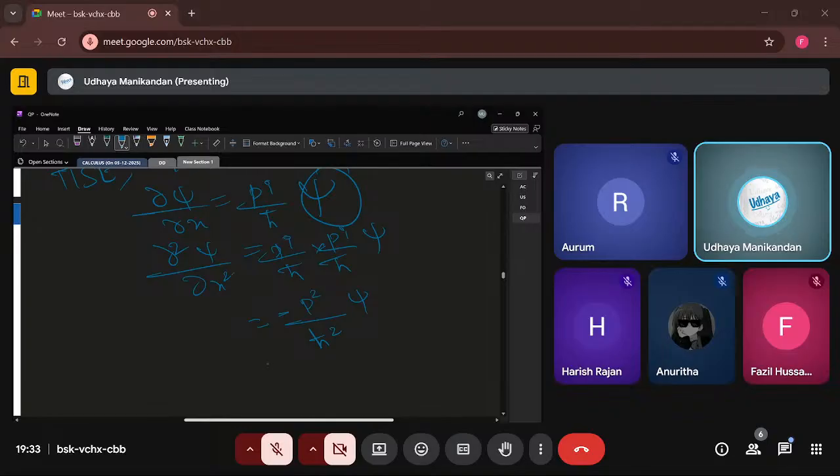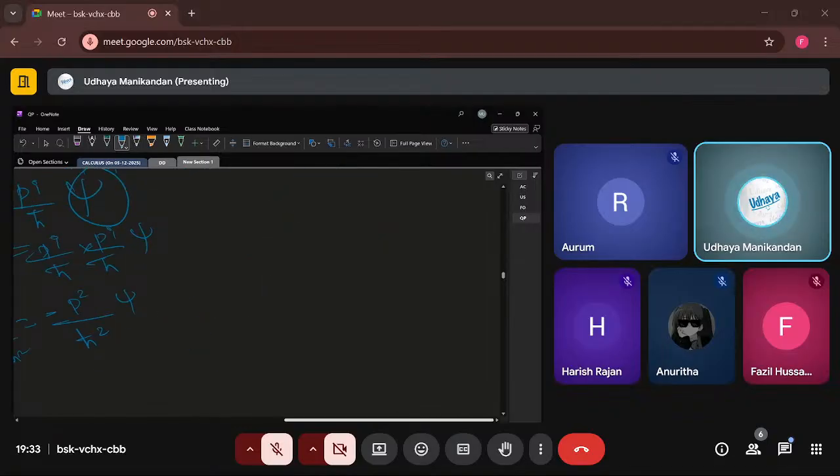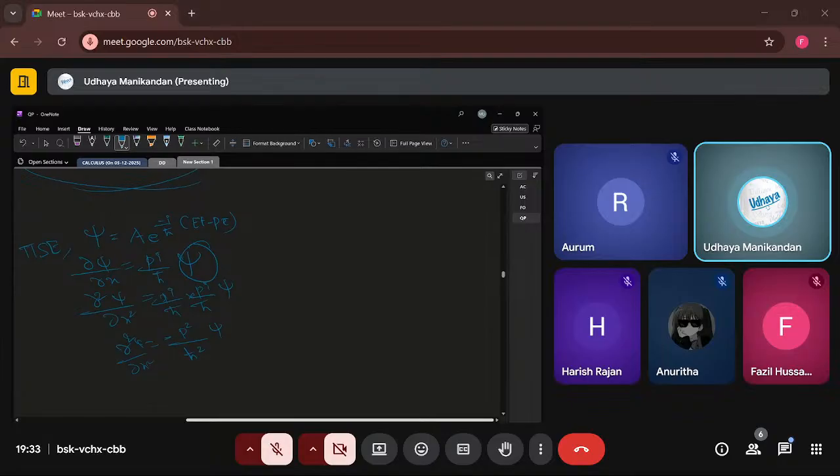So this is what we have: ∂²ψ/∂x². Again, this does not give me all the information I need. I want all the information. So what am I doing? p² is 2mK, that's what we derived, where K is kinetic energy, and kinetic energy is total energy minus potential energy, E minus V. So I can just substitute this expression there: p² as 2m into (E minus V), into ψ, with ħ² already there. This is ∂²ψ/∂x², easily.